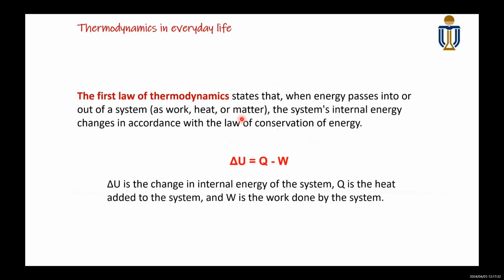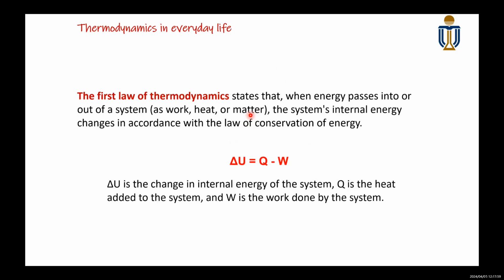It states that when energy passes into or out of a system, the system's internal energy changes in accordance with the law of conservation of energy. In simple terms, this means that the total amount of energy in a closed system remains constant, and any energy that is lost by one part of the system must be gained by another part.